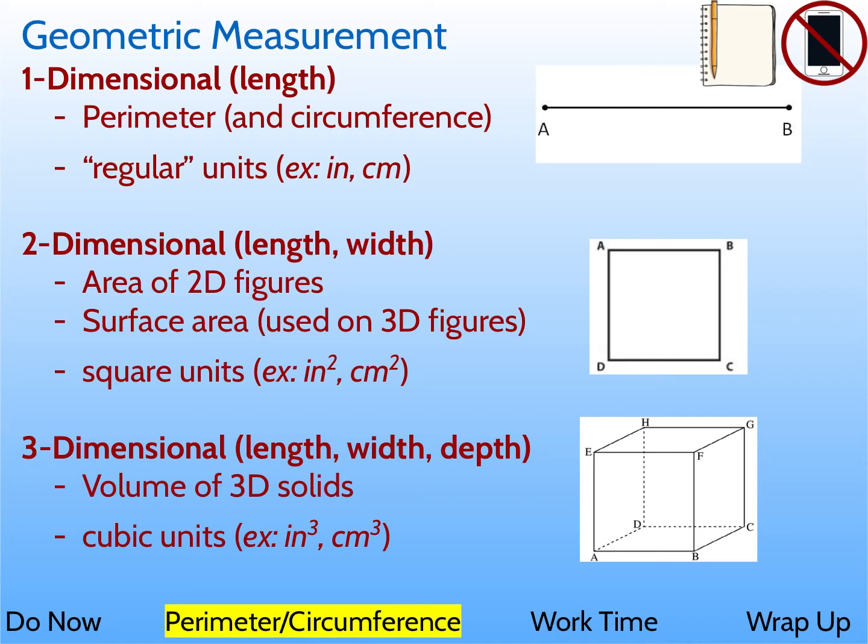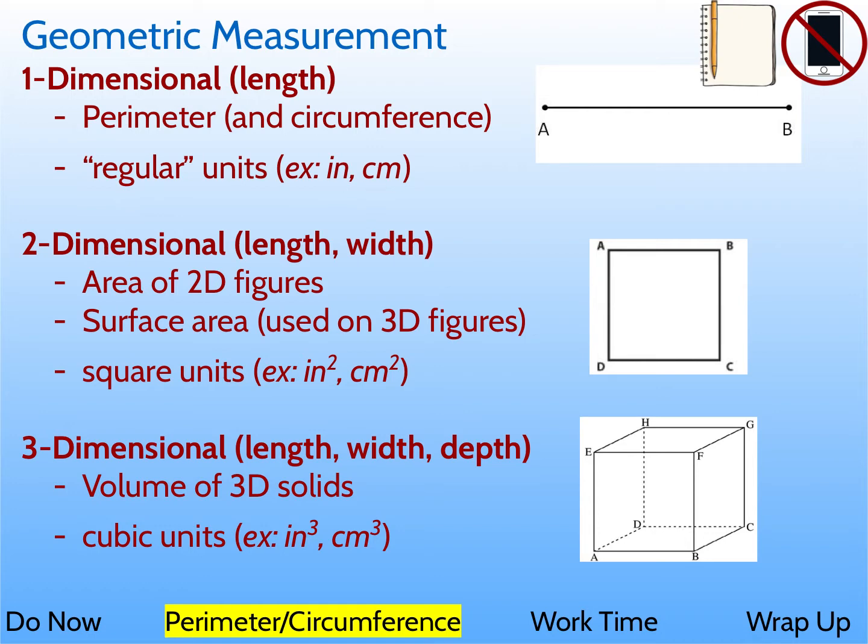Okay, so this whole unit talks about geometric measurement, and there are three types of geometric measurement: one-dimensional, two-dimensional, and three-dimensional. The one-dimensional stuff just deals with length, like a line segment. You can only measure how long it is. That is usually called perimeter, and if it's a circle, it's called circumference, or just generally length too. These are the, quote-unquote, regular units, where you just have inches or centimeters.